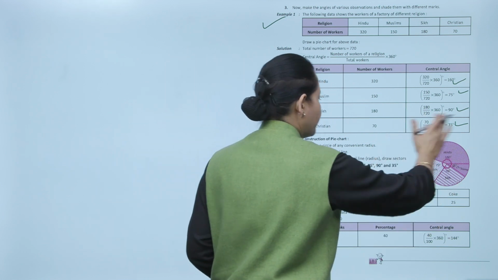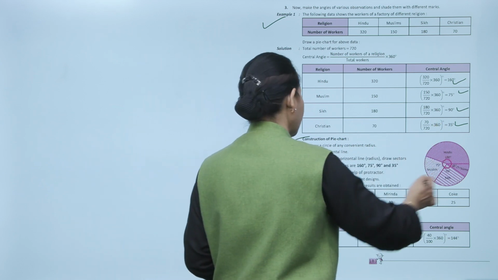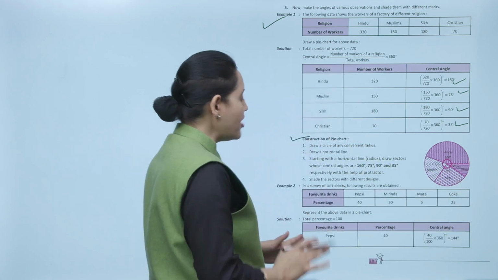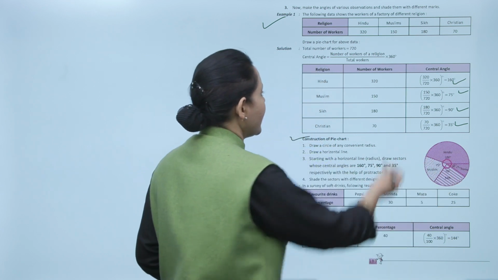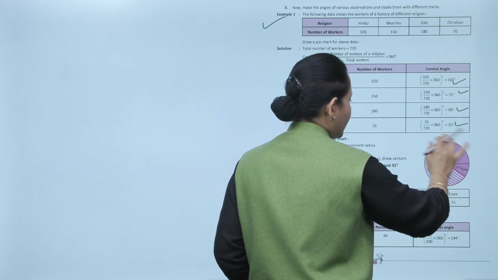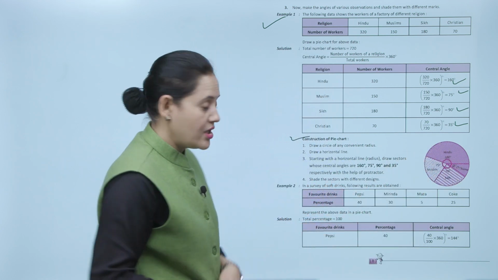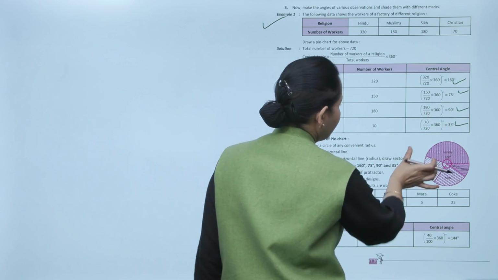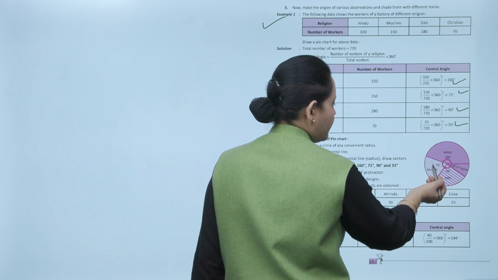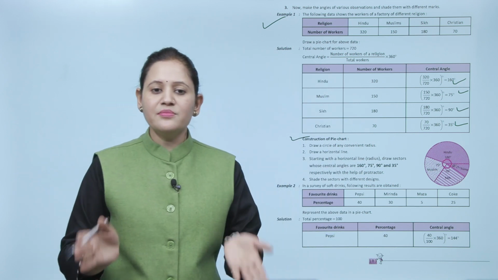First we will draw a circle of any convenient radius. Taking any radius, we will draw a circle. Then we will draw a horizontal line. Now starting from this horizontal line, the first angle is 160 degrees. I'll put the protractor here and make the 160 degree angle that shows the part of Hindus. Then Muslims are 75 degrees, so I'll put the protractor here and make the angle of 75 degrees. That will show the part of Muslims, like this, then Sikh and Christian. Clear? This way we can draw it.